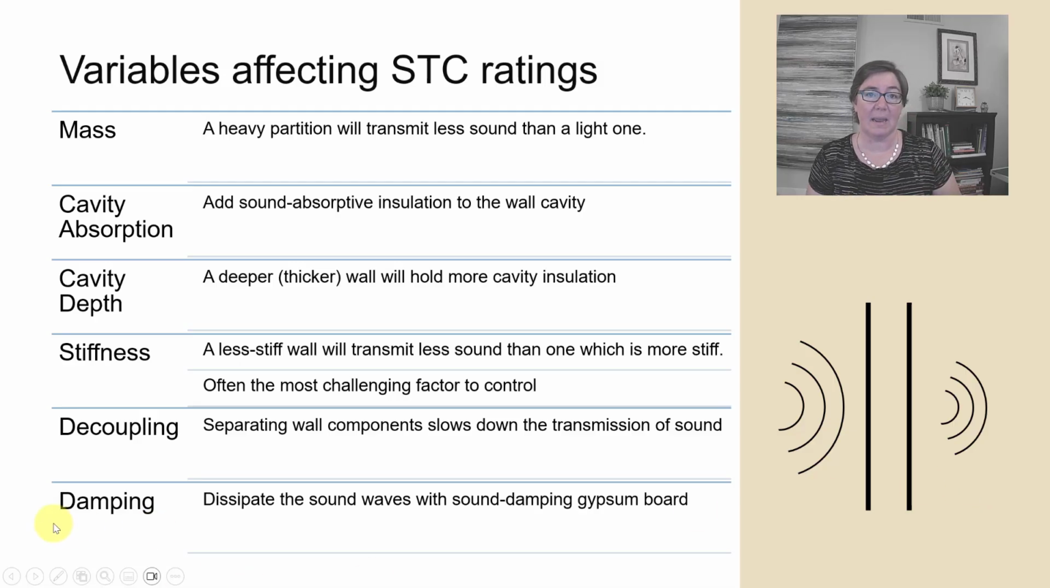Finally, damping. Damping is when you dissipate those sound waves with some specific elastic-based materials that are found within sound dampening gypsum board.